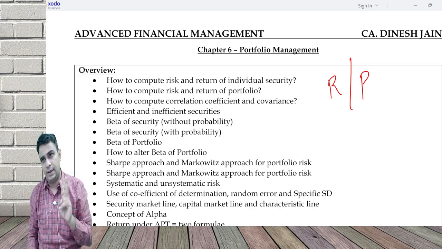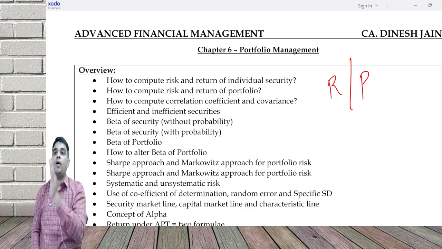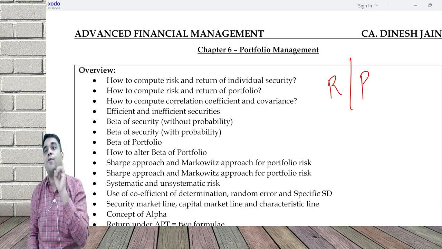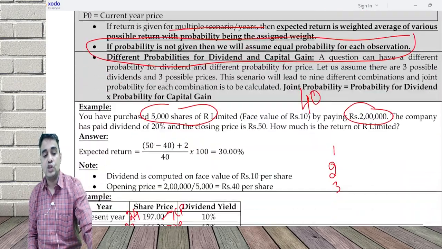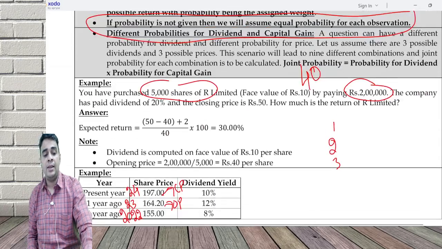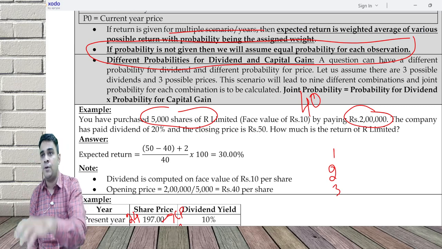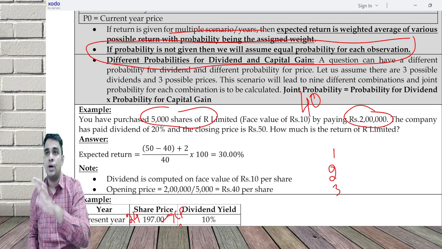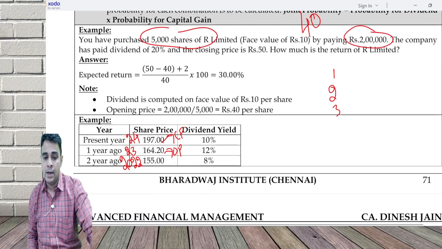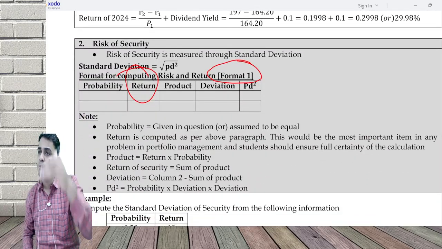Second, you need probability. Beyond this, you don't need anything in the question. Return, probability. If you have that, the problem is over. Probability given, great. Not given, equal probability. Return, probability, product, deviation, PD square. This is our format 1, which will give you return. Square root of PD square will give you standard deviation, and they can give different prices, different dividends, probability for prices, probability for dividend. You can do cross multiplication. All the joint probability concepts can be used. If multiple returns are given, it is the weighted average of the various possible returns, so the sum of the product column.